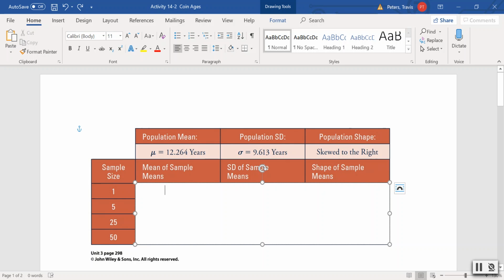I'm going to record this in a table. The mean was 12.316. Standard deviation was 9.527. And we said the shape was skewed to the right. So we'll return to this in a moment.